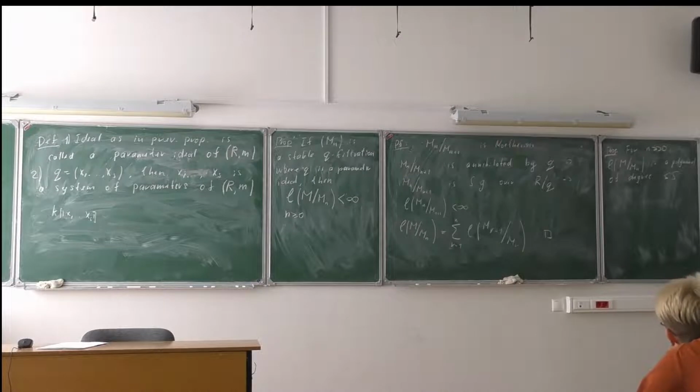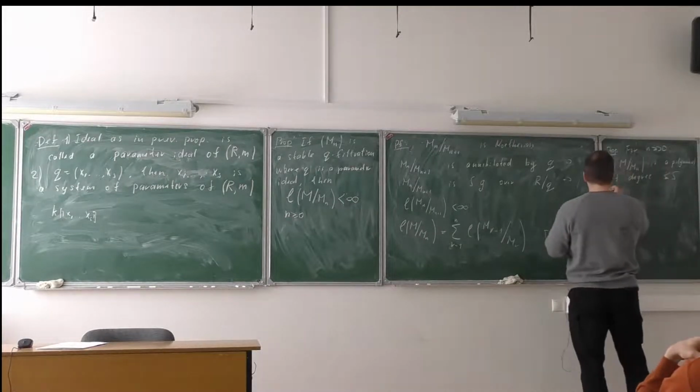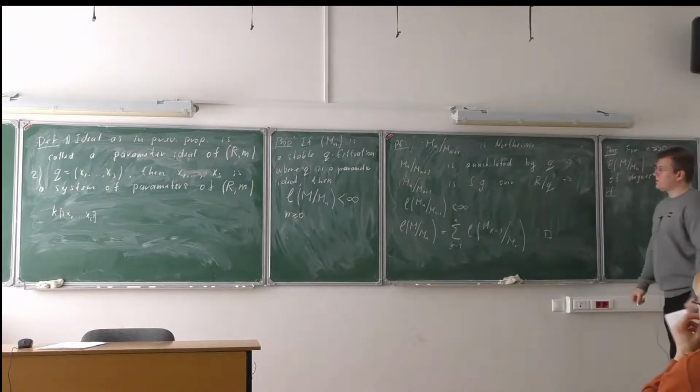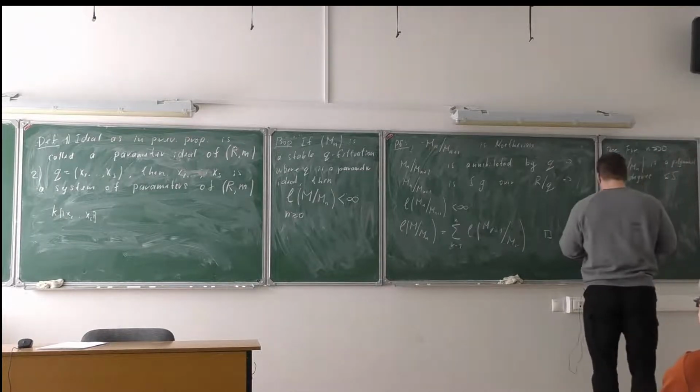So for now I'm fixing a parameter ideal q, so s is fixed, but there is also a question, what if I choose a different parameter ideal? Would it be a different s? We're going to address this question later. So for now, q is fixed. The stable q filtration is also fixed. There's also a question how this depends on the filtration. So again, let's postpone this question for several minutes.